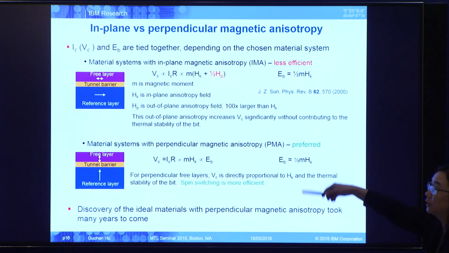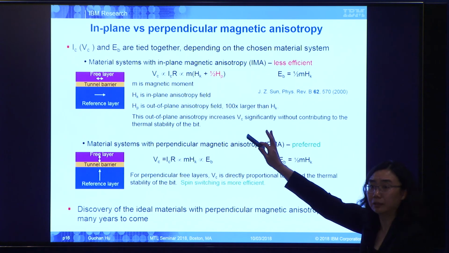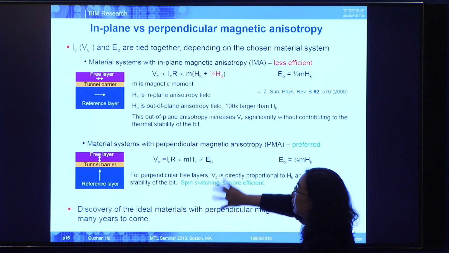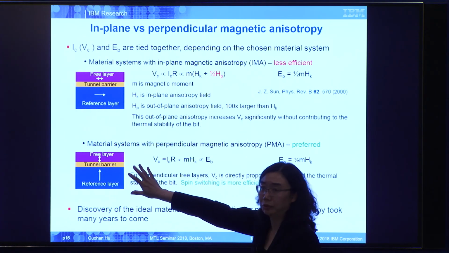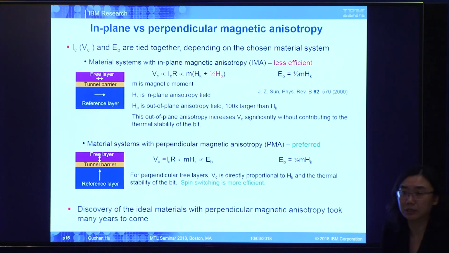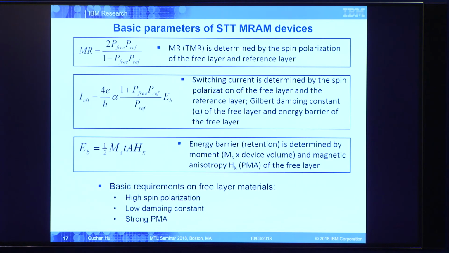So it's clearly a much more efficient system. People knew this very early on because it's easy to calculate. But people could not find a material that fulfills the other requirement to a lower switching current. So now let me go to some of these equations.